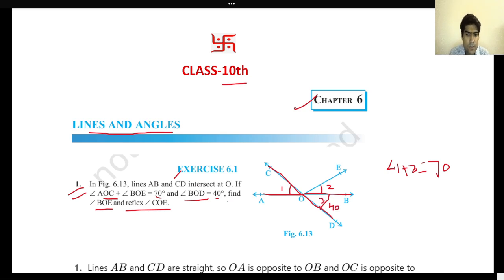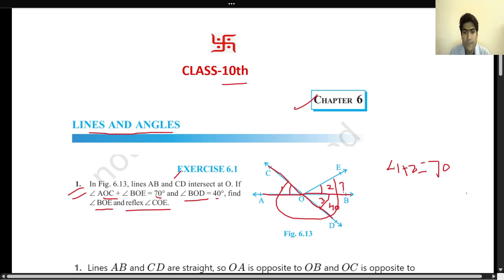Right? So find angle BOE. We have to find this angle BOE, and we have to find the reflex angle COE, that is this whole part. I think you understand the question. As we proceed in this question, we can see there are two intersecting lines, AB and CD, and the intersecting lines make vertically opposite angles.